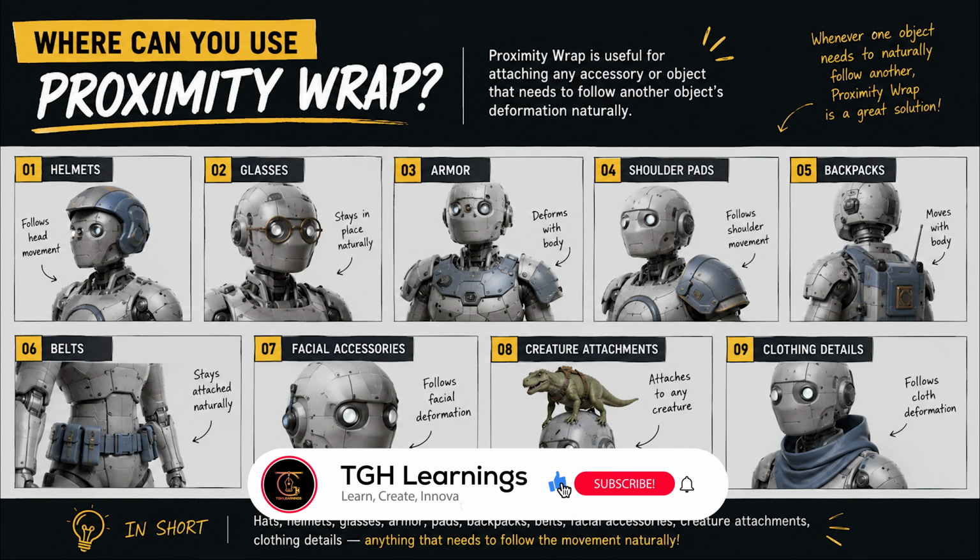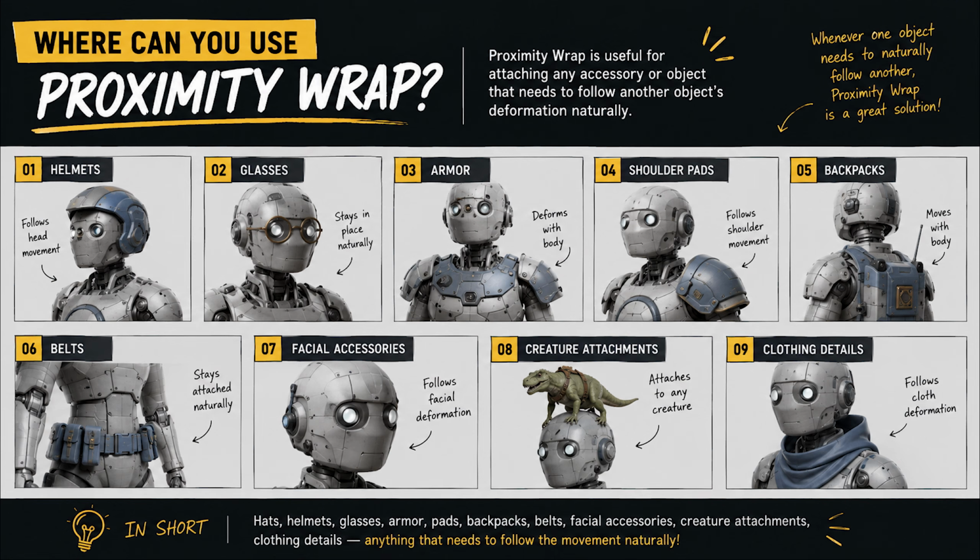Proximity Wrap is useful for much more than just hats. Basically, whenever one object needs to naturally follow another, Proximity Wrap is a great solution. You can use it for helmets, glasses, armor, shoulder pads, backpacks, belts, facial accessories, creature attachments, clothing details, fur, or hairs.